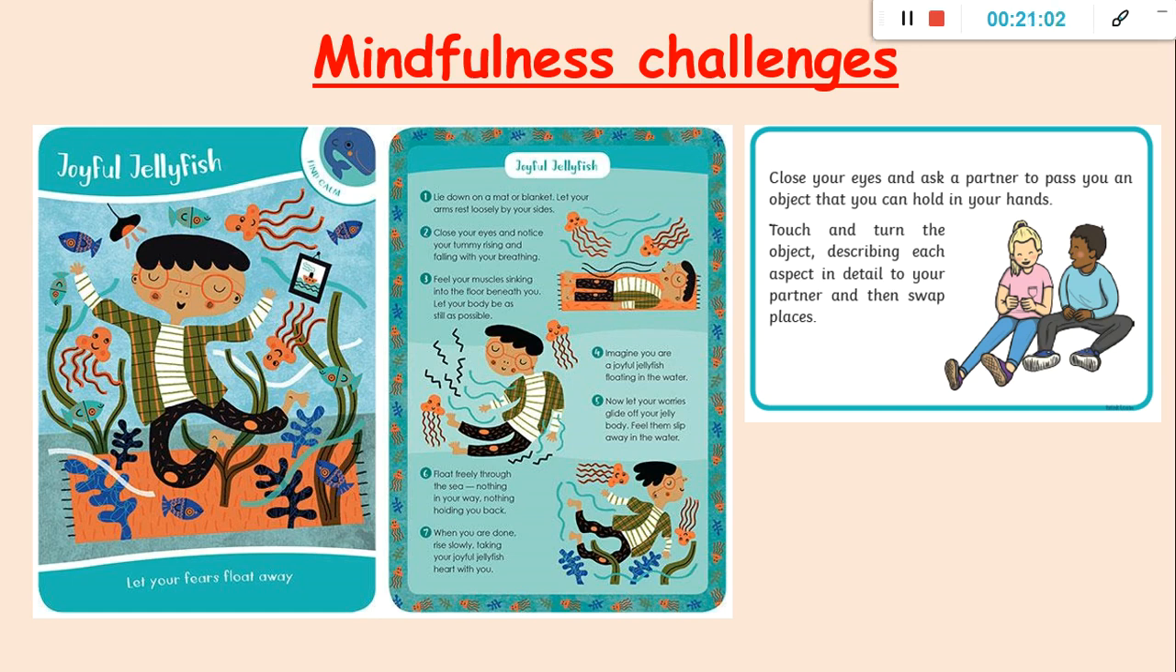Now, I found one today that looks really, really fun. It's called Joyful Jellyfish, Let Your Fears Float Away. So it says, lie down on a mat or a blanket and let your arms rest loosely by your sides. Okay, so you might want to pause it and go and grab a mat or a blanket. So you should be lying down on your mat or your blanket with your arms resting loosely by your side. So if you look at the picture of the little boy, it helps.